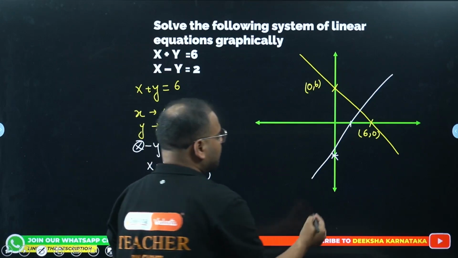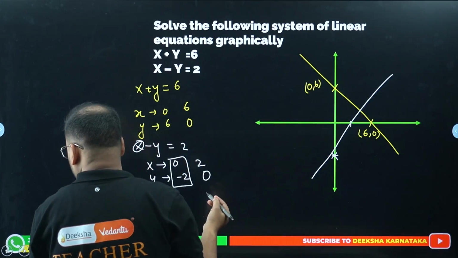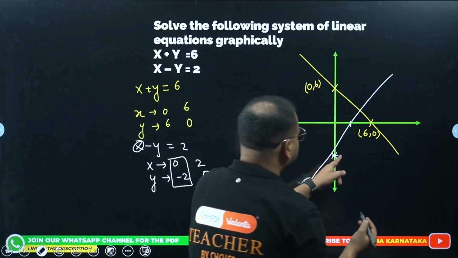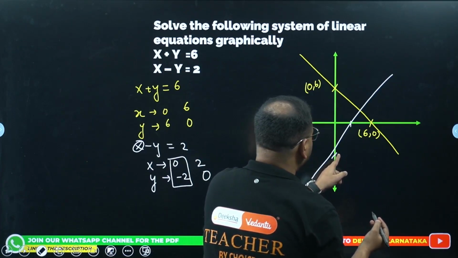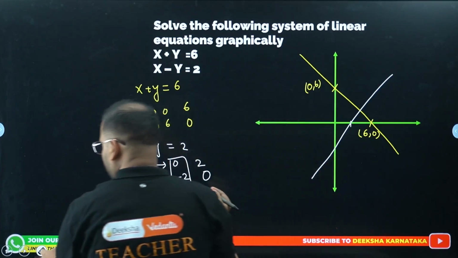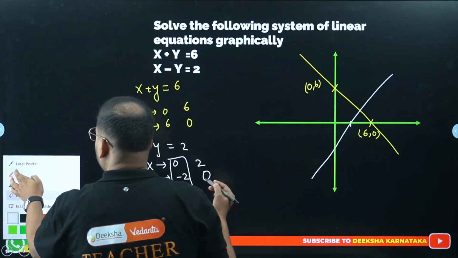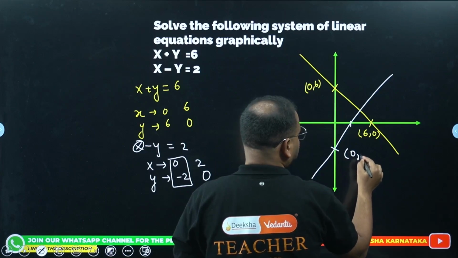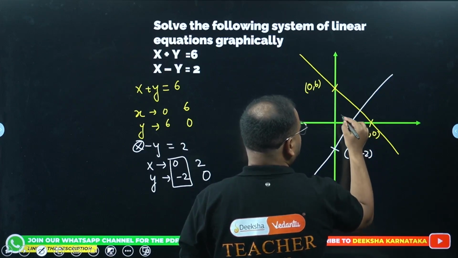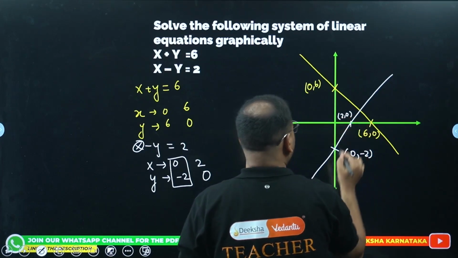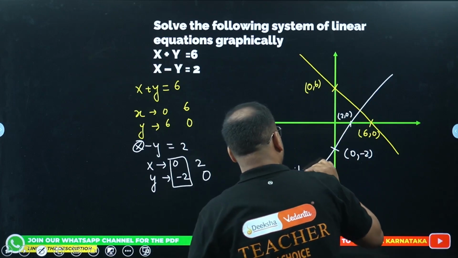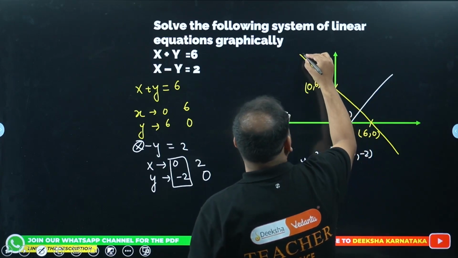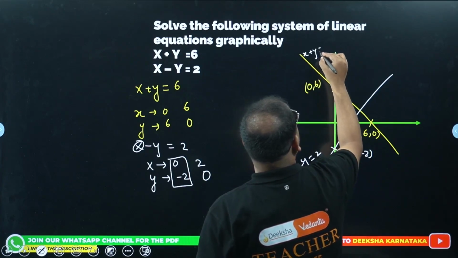Okay. So, if I have to write the coordinates, this is not matching over here, but it does not matter. Excellent. Let's see. I can take this point as (0, -2) and this point as (2, 0). What is this graph? Let's write the name of the graph: x minus y equals 2. What is the yellow one? x plus y equals 6.